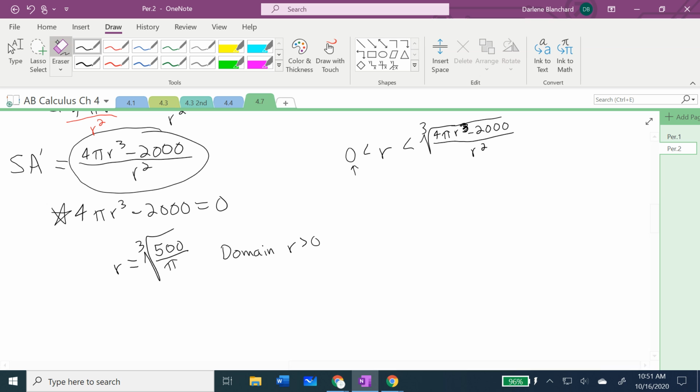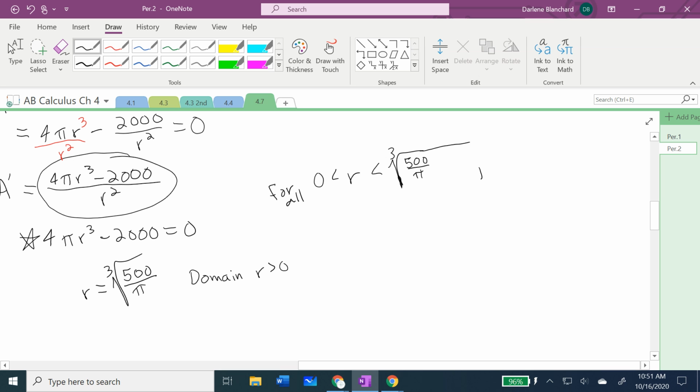Wait, what am I doing? I just started writing the cube root, and then all of a sudden I realized I was copying the function, not the number. Okay, so you need to express that for this interval, the rate of change of surface area, you need to decide if it's negative or positive.